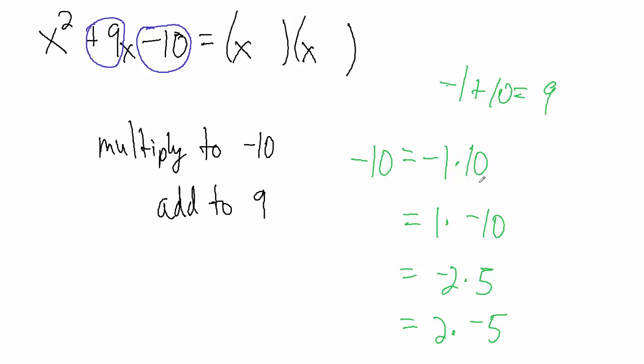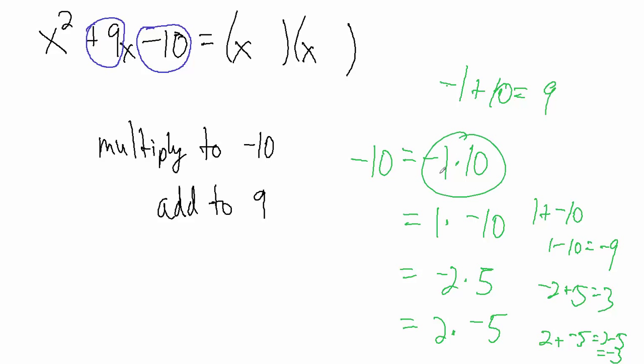Now, most of the time, the first one you try might not be the right one, but just keep trying. Keep going down the list until you find the right one. So for example, these other ones here: 1 and negative 10. 1 plus negative 10 is 1 minus 10, which is negative 9, which is not what we want because we want positive 9, right? Negative 2 plus 5 is 3. And then 2 plus negative 5 is 2 minus 5, which is negative 3. So the point I want to make here is that there really is only one correct choice to make. So just keep going down the list until you find that correct choice, and it was this first one here. So the numbers are negative 1 and 10.